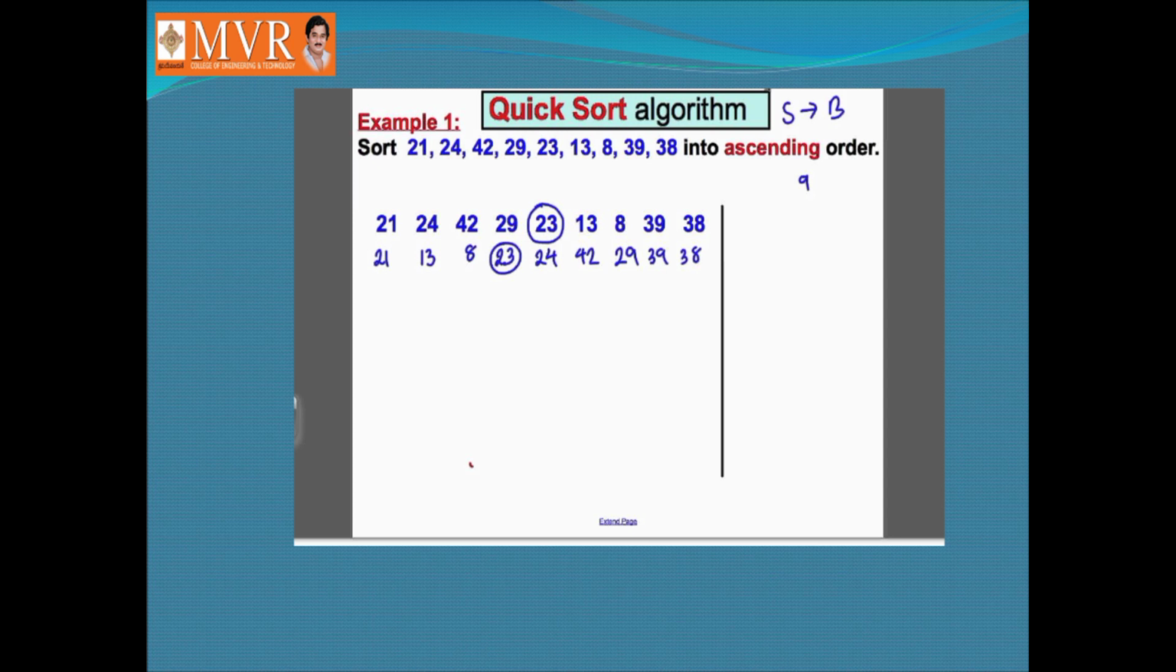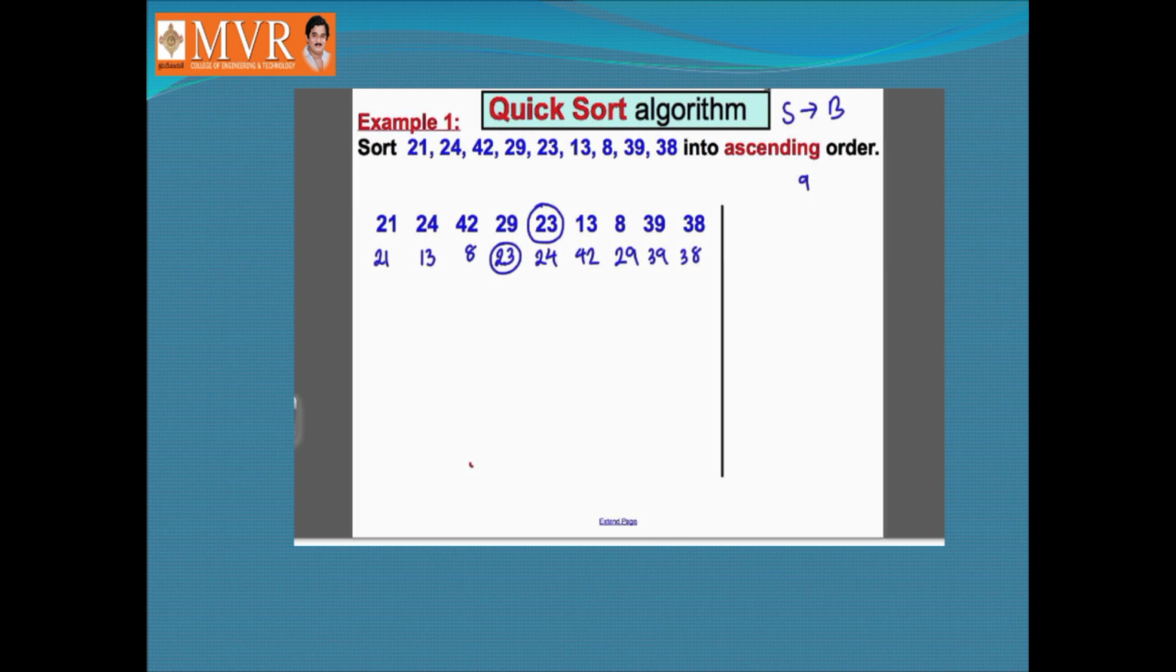Here I assume 23 as my pivot element. Okay, I assumed 23 as my pivot element. As I have mentioned earlier, you can take the first element as the pivot element, or the last element, or the middle element, or any element in the list as the pivot element.